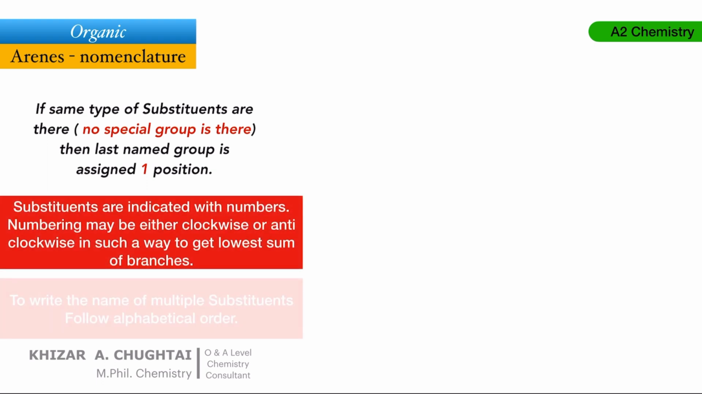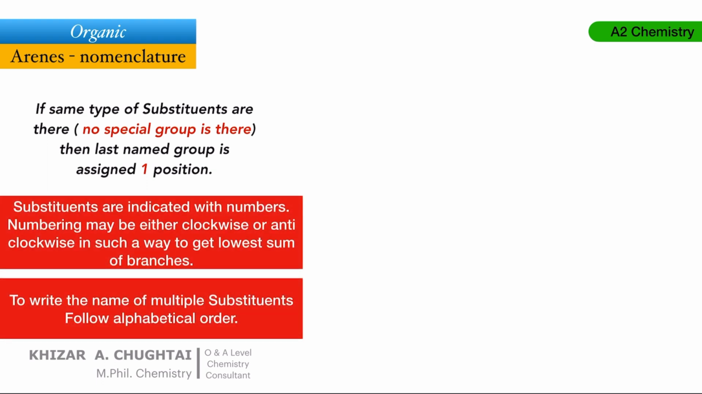If the same type of substituents are there, I mean there is no special group over here, then the last named group is assigned position number 1. For example, in this case, there are 3 substituents. One is the nitro group, the other ones are chloro and iodo. So I'm going to write the alphabets. C for chloro, N for nitro, and I for iodo. So the last named group is the nitro group, N for nitro.